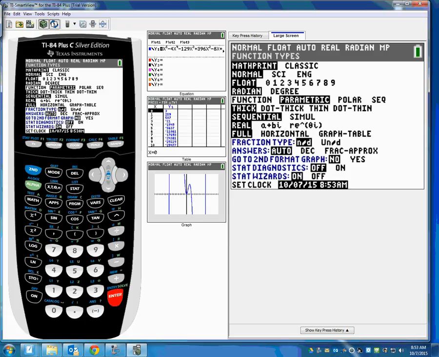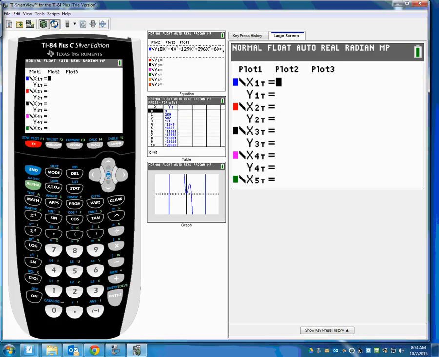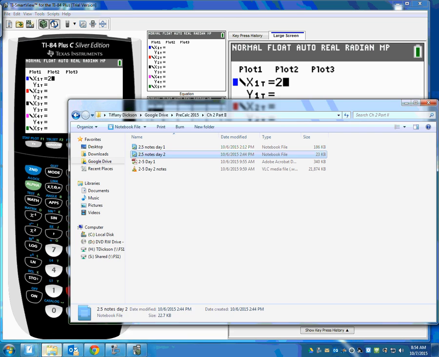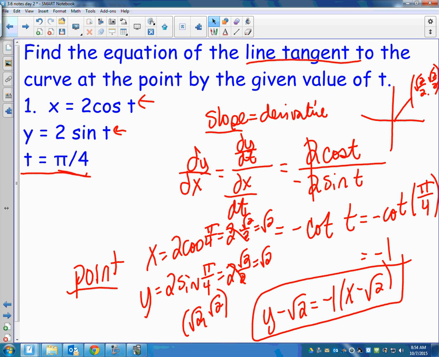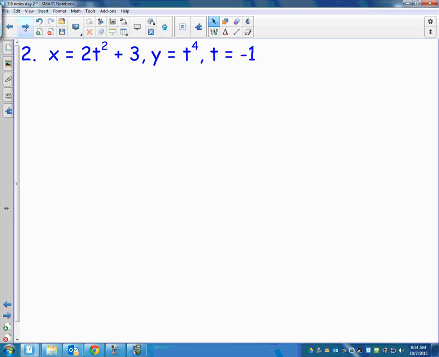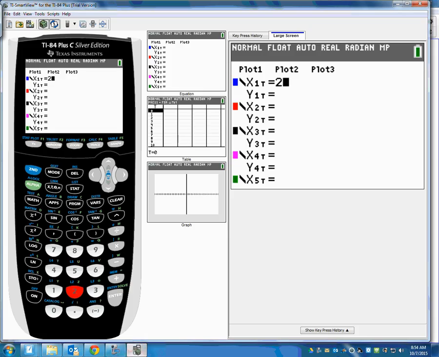Very quick interruption to your doing calculus. Remember that to graph parametric equations on a graphing calculator, you just go to mode and change it to parametric mode. Then when you hit y equals, you have your x equals and your y equals equation. Was it 2 cosine? I forget. 2 cosine.